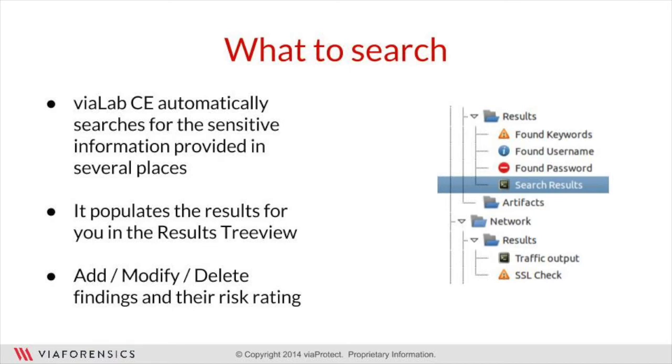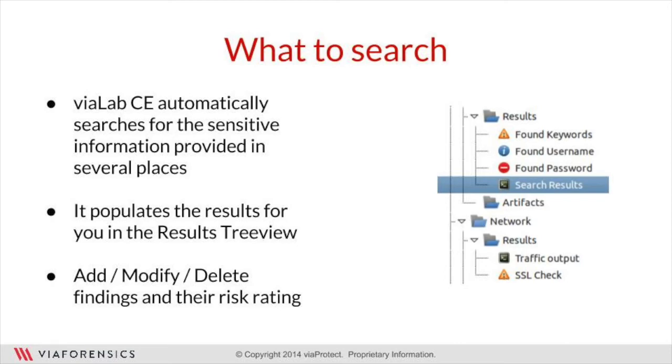So, like I mentioned, viaLab Community Edition automatically searches for the sensitive information that you provided us, and we do that in several places. I'm going to go through all the different places that we search that information in. But it's automatically going to populate the results, and you can see that this is how it shows in the tree view on the left of the interface. Basically, those findings are populated as soon as viaLab found something. In this case, viaLab found my keyword, my username, and my password, and I have a finding that's a search result that's going to tell me exactly where it is.